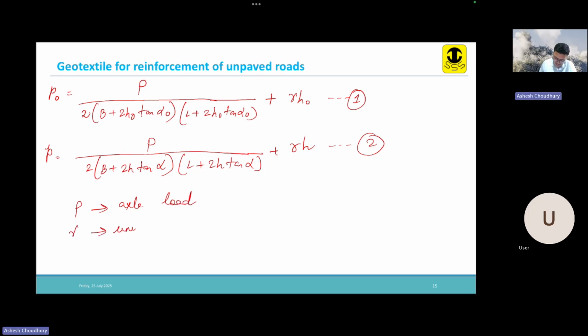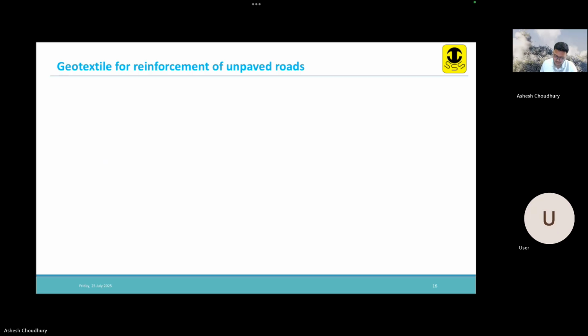Gamma is the unit weight. P naught is equal to what? This is nothing but the bearing pressure. The bearing pressure is given as pi c plus gamma H naught.